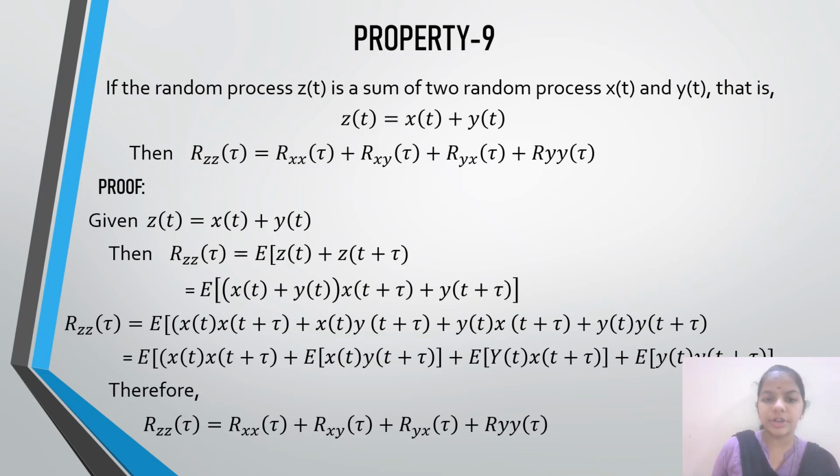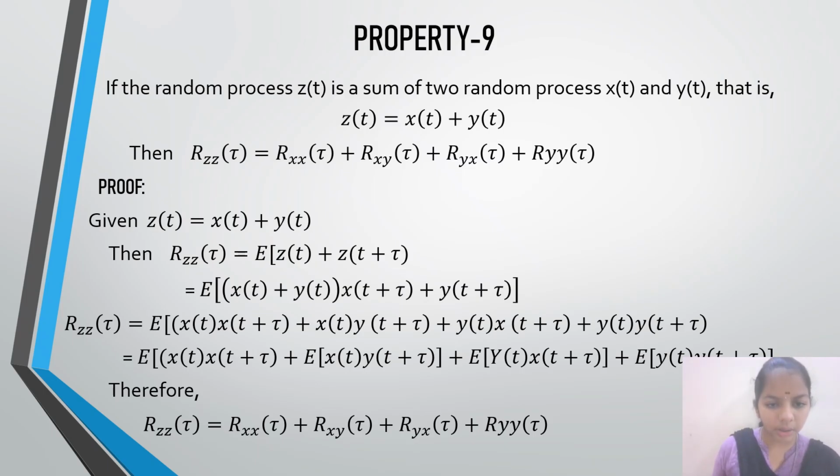Property number 9: if a random process z(t) is a sum of two random processes x(t) and y(t), that is z(t) = x(t) + y(t), then Rzz(τ) = Rxx(τ) + Rxy(τ) + Ryx(τ) + Ryy(τ). We need to prove that. Given z(t) = x(t) + y(t), Rzz(τ) = E[z(t)z(t + τ)], that is, E[(x(t) + y(t))(x(t + τ) + y(t + τ))].